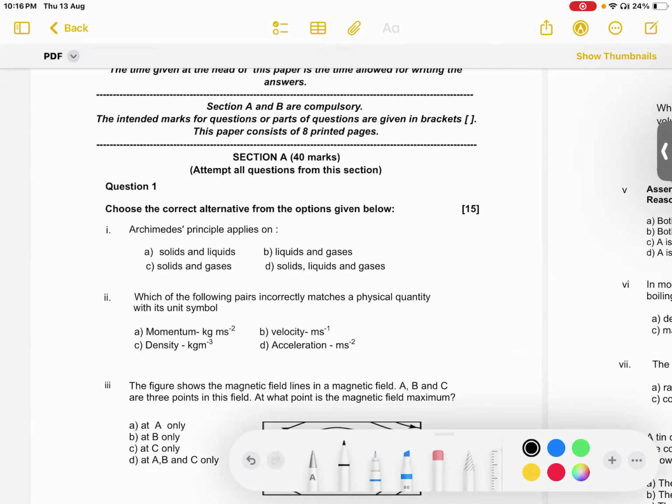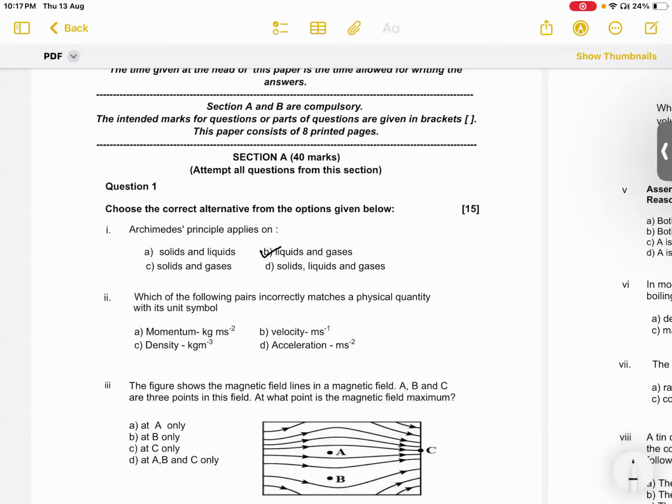Is it applicable on solids and liquids? No. It is applicable for liquids and gases, I feel. Not for solids and gases, not for solids, liquids, and gases. Archimedes' principle is applicable for fluids, and when I talk about fluids, guys, fluids means liquids and gases.